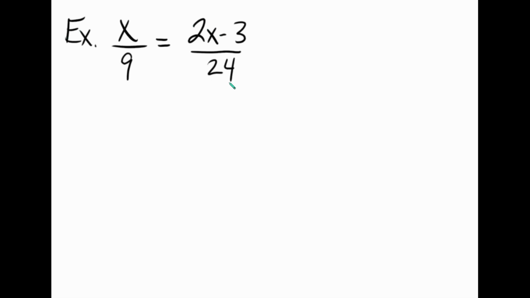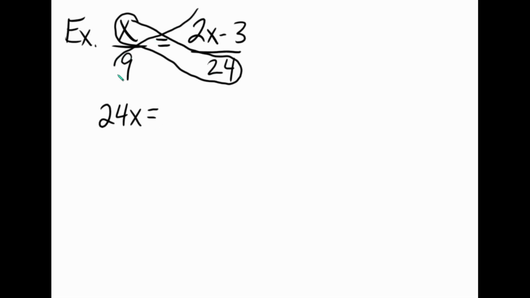Okay, now what's nice is I'm going to go about this question the same way I did the last question. I'm going to go ahead and cross multiply. So I'm going to multiply x by 24. And when I do that, I can just rewrite that as 24x equals. And then I'm going to multiply 9 by 2x minus 3. So when I multiply this side, I need to make sure this 9 gets multiplied by everything, the 2x and the minus 3. So I'm going to set it up for distributive property, like so.